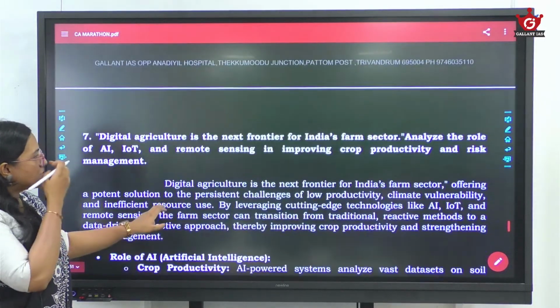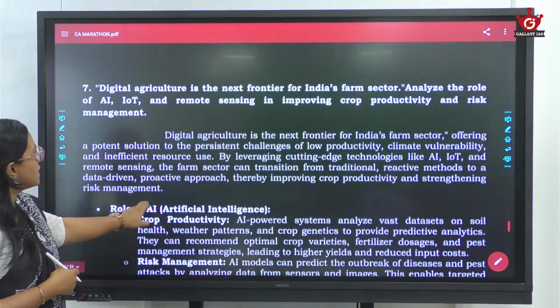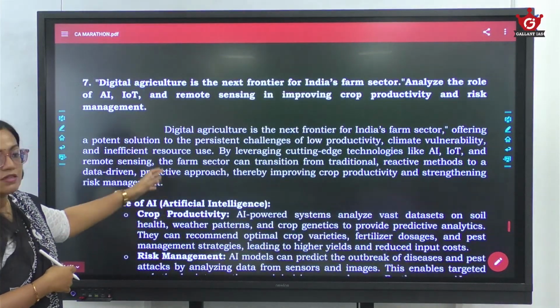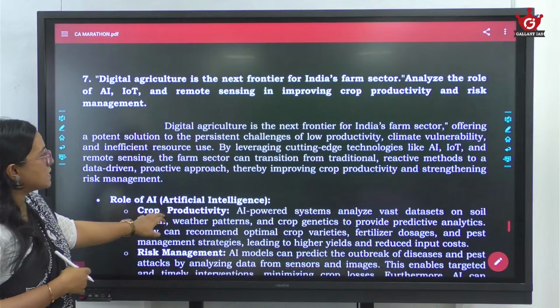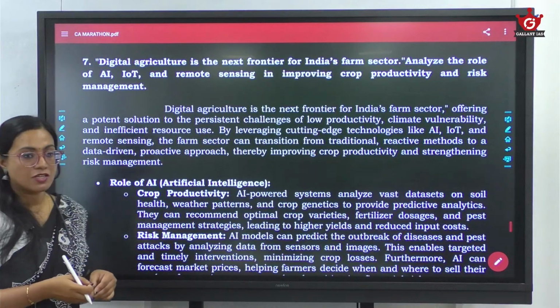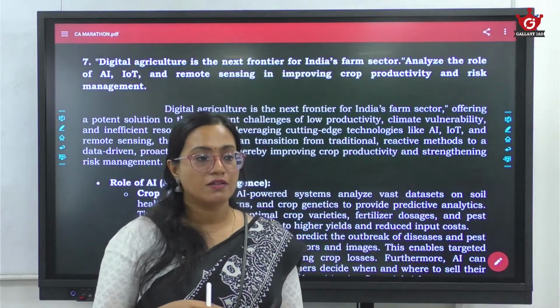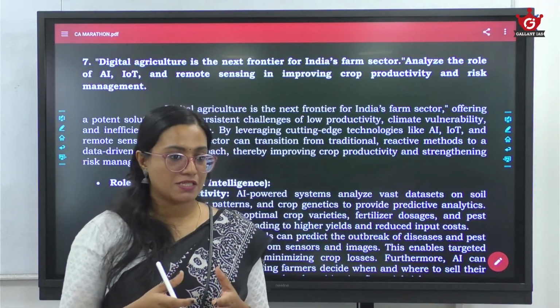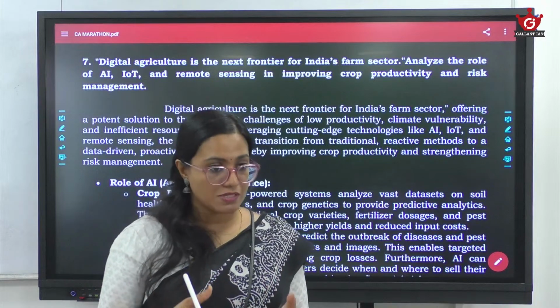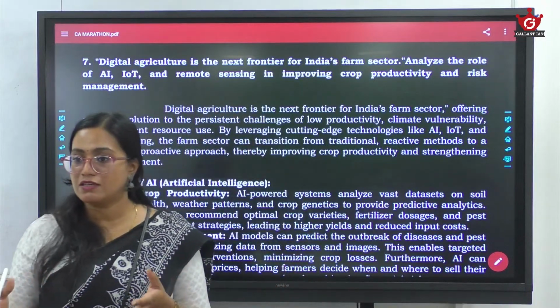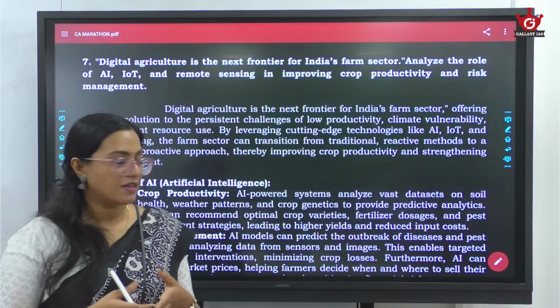Now digital agriculture is the next frontier for India's farm sector. Analyze the role of AI, IoT, Internet of Things and remote sensing in improving crop productivity and risk management. So most of your questions related to agriculture will be related to technology based agriculture, e-marketing or the government schemes, or it can also be related to technology and agriculture.